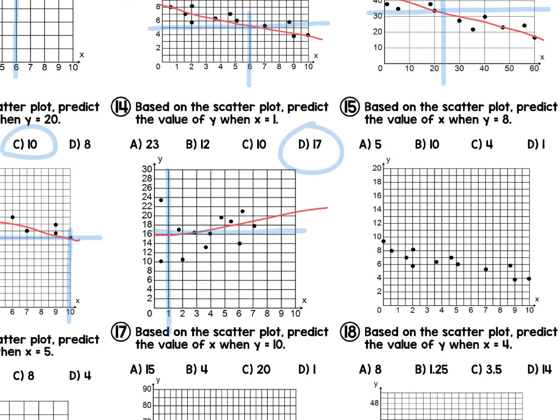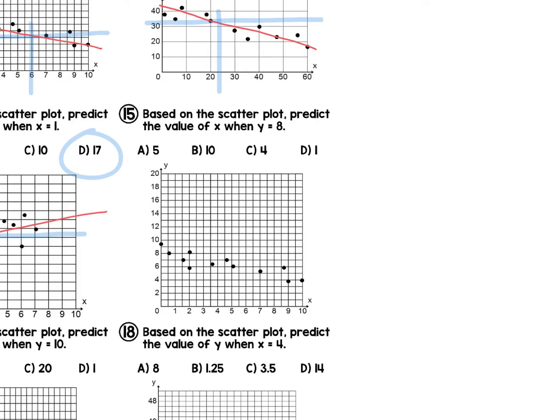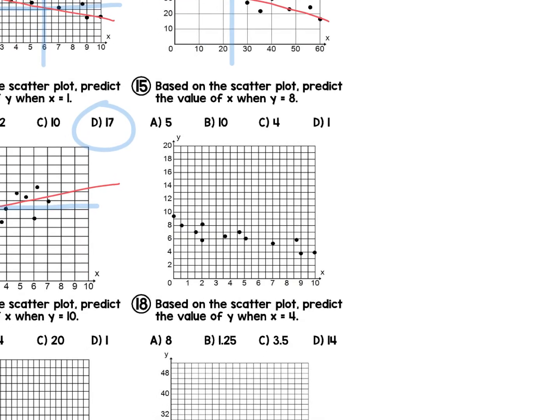Okay. All right, let's try 15. Predict the value of x when y is 8. So I'm going to graph a line through y is 8 and then draw in as best I can a line of best fit. It looks like it'll be probably like 1. That looks like a good prediction.